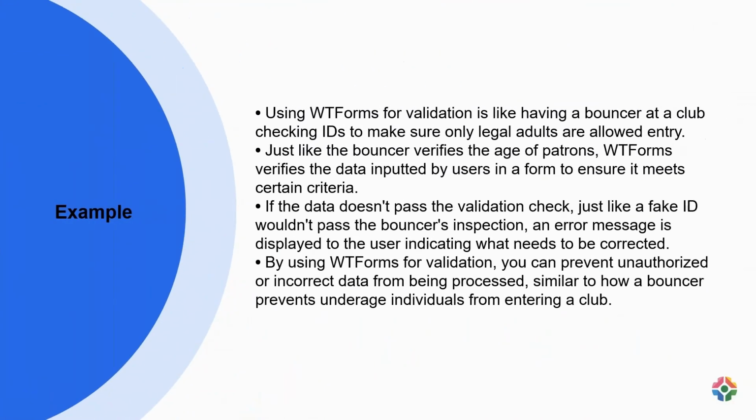Using WTForms for validation is like having a bouncer at a club checking IDs to make sure only legal adults are allowed entry. Just like the bouncer verifies the age of patrons, WTForms verifies the data inputted by users in a form to ensure it meets certain criteria. If the data doesn't pass the validation check, just like a fake ID wouldn't pass the bouncer's inspection, an error message is displayed to the user indicating what needs to be corrected. By using WTForms for validation, you can prevent unauthorized or incorrect data from being processed, similar to how a bouncer prevents underage individuals from entering a club.